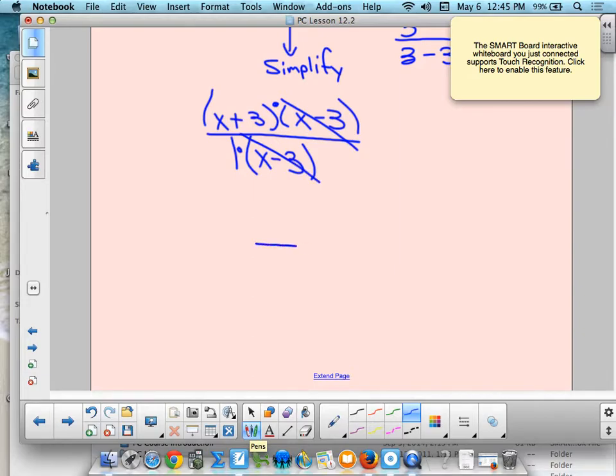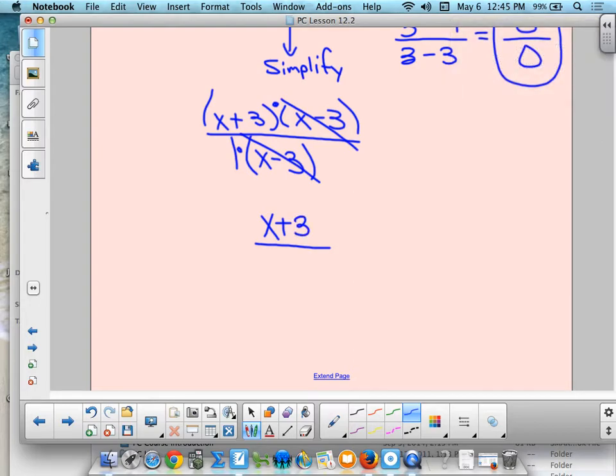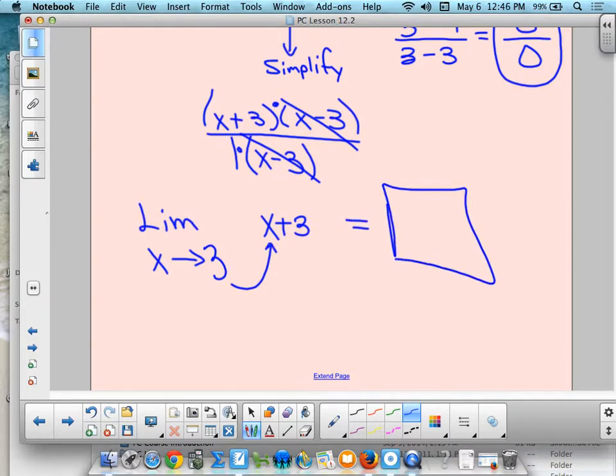So what's the final function going to look like? X plus 3 over 1. Don't really need the over 1 stuff. Okay, now try to remember what you're doing. You're trying to find the limit as x approaches what? 3. Now stick with direct substitution. Never go away from direct substitution. Put it in. What's the limit? 6. That's the answer. The limit is 6. That's all it is.